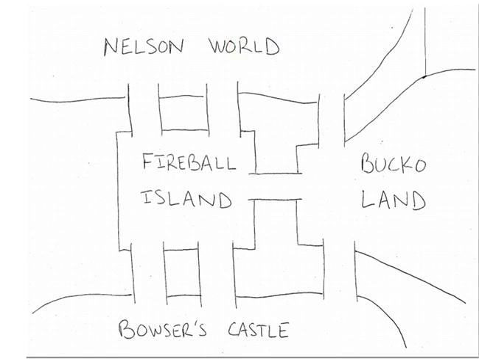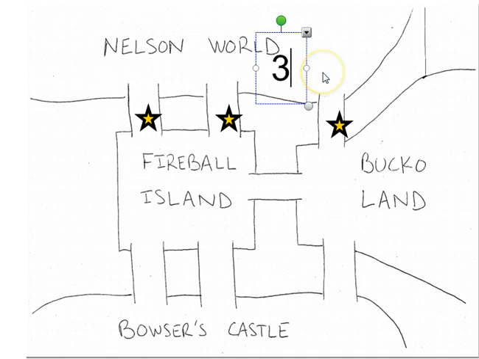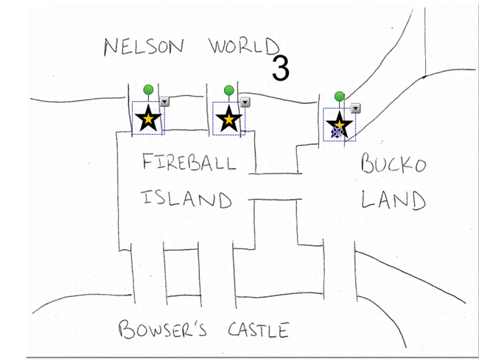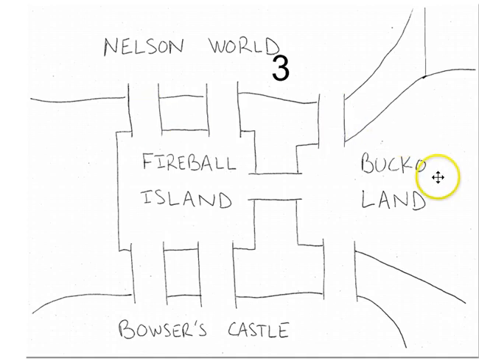So Nelson World here has 1, 2, 3 arcs coming out, or to Nelson World, however you want to view that. It doesn't really matter. So I'm going to make a note here that Nelson World has 3 arcs, or bridges, coming out of it in this case. I'll get rid of these stars, so we'll move on to the next one. I'll go over to Bucko Land here.